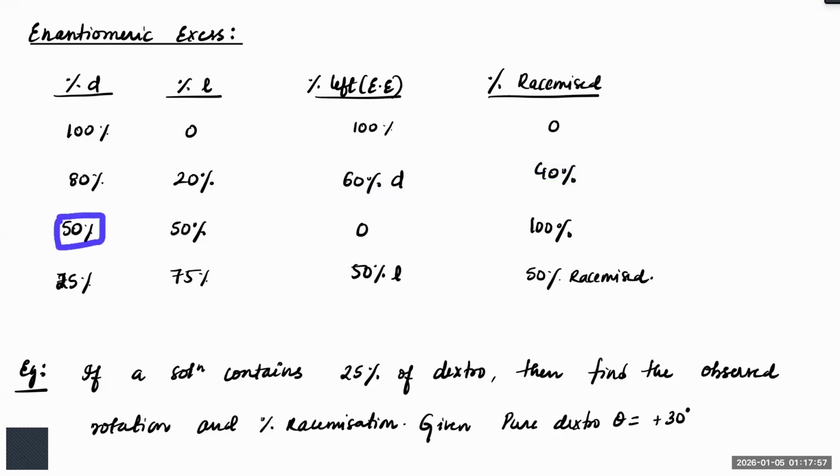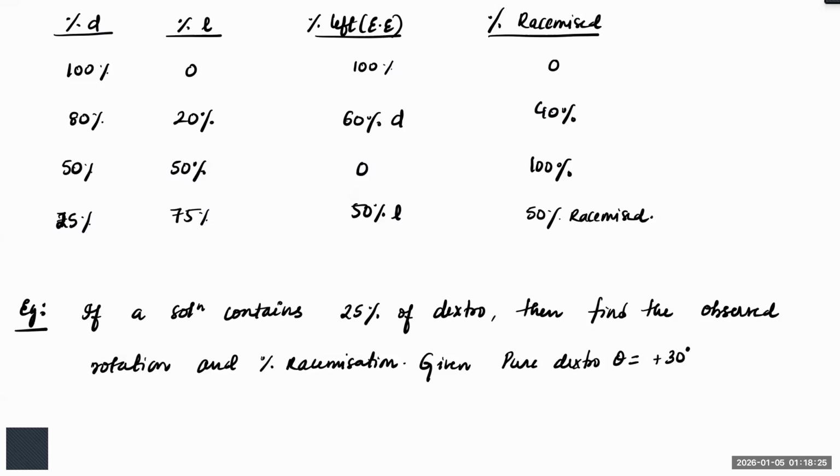So 50% of D, 50% of L if you take, then there is no enantiomeric excess. Everything is racemized, 100% racemized and optically inactive. If it is 25% and 75%, we can say 50% is left and 50% is racemized. I hope all of you understood what enantiomeric excess means. When do we use it?